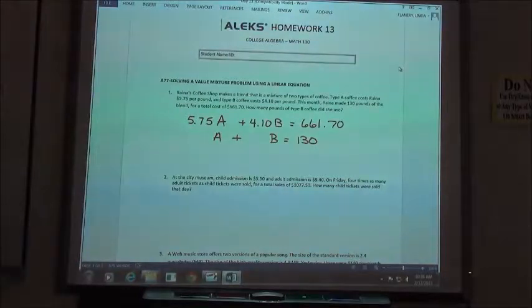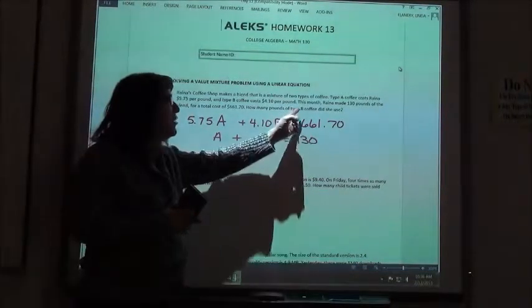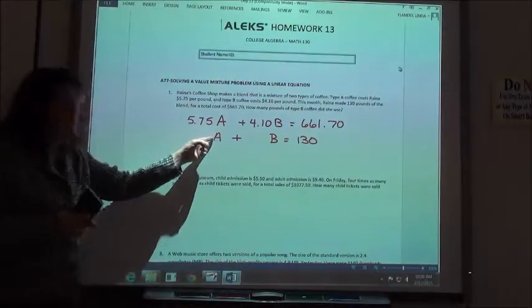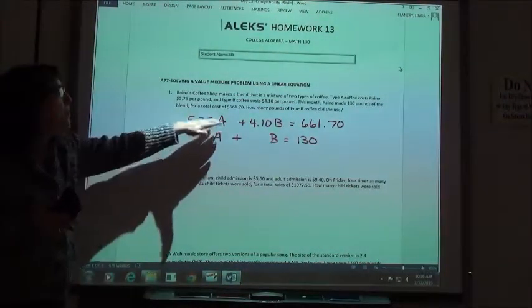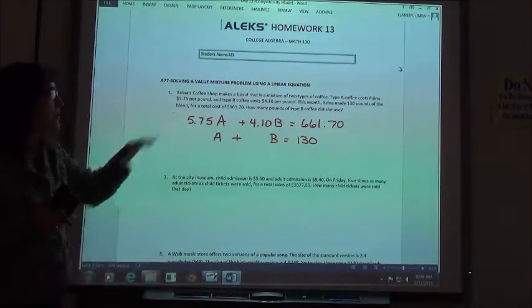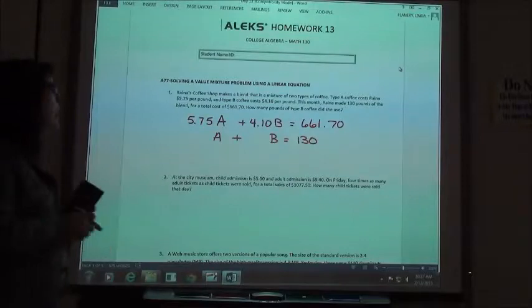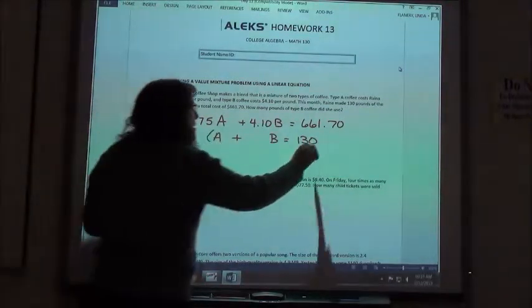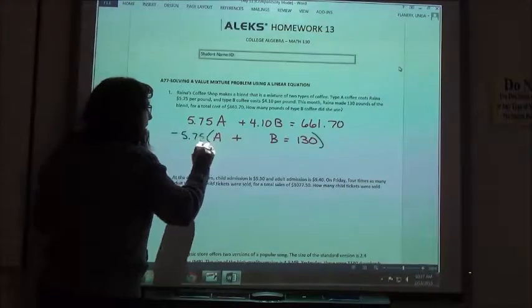Now there are 2 ways to solve this: you can either solve it by substitution or you can solve it by the elimination method. I like to use the elimination. I want to solve this for B, so I want to eliminate the A. In order to eliminate the A, I'm going to multiply by the opposite of what's in front of the A so that when I add my 2 equations together, I can cancel them out. So I'm going to multiply everything in this second equation by negative 5.75.